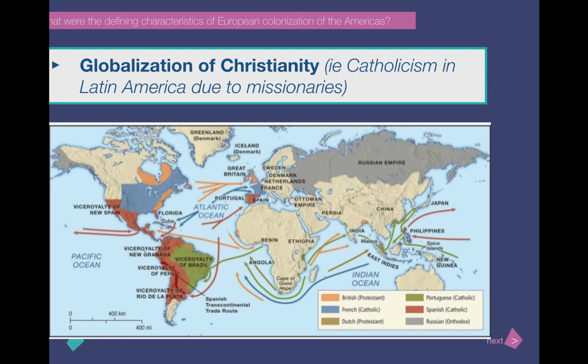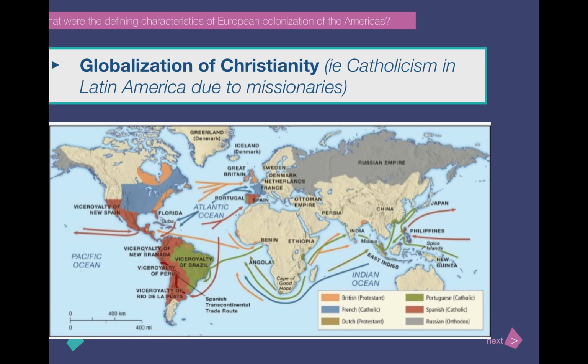Welcome to Flipped Video 6.2 about European colonization. This is actually going to be a two-part video. In the first one we're going to be discussing Portugal and Spain, and in the second video we're going to be talking about British and Dutch colonization. So the essential question at the top is: what were the defining characteristics of European colonization of the Americas? And this is going to take us through two flipped videos.